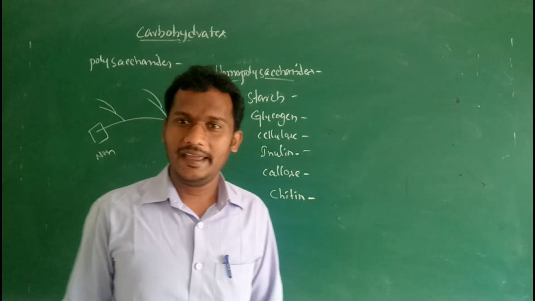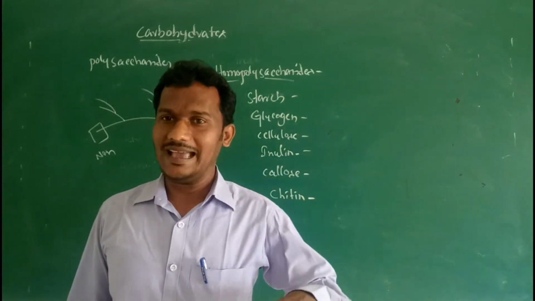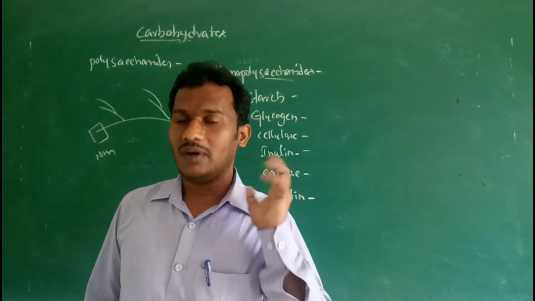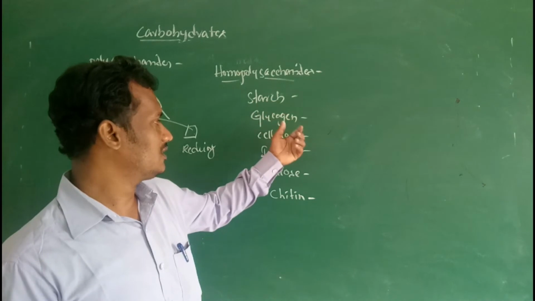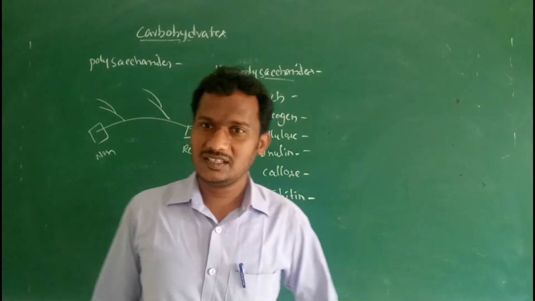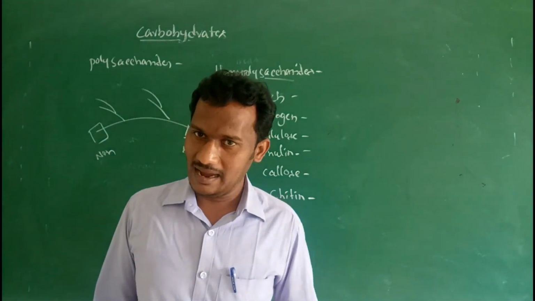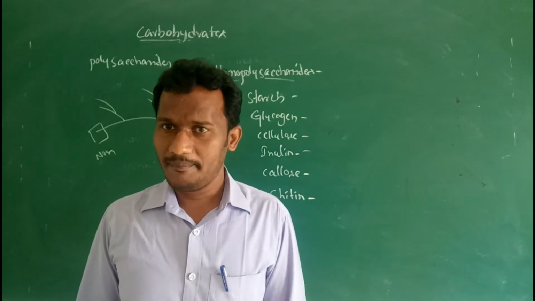So these are the examples of homopolysaccharides. Homopolysaccharides contain only one type of monosaccharide. Examples are starch, glycogen, cellulose, inulin and callose. Chitin is a complex polysaccharide, but only one type of unit is present.